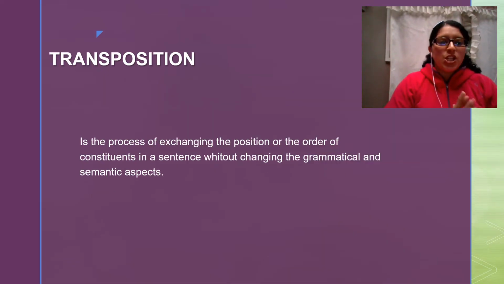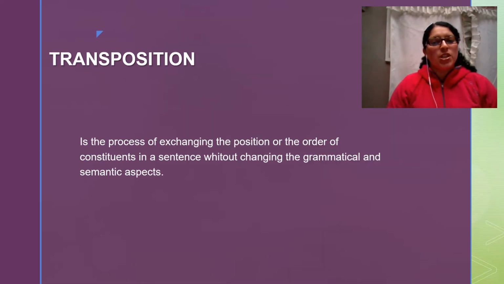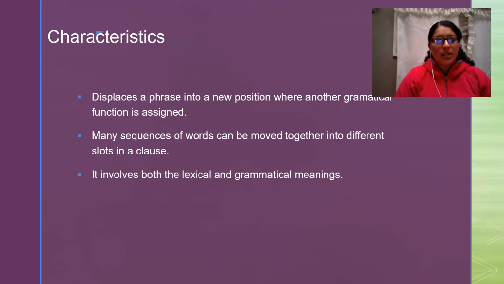where transposition is the process of changing the position or order of constituents in a sentence without changing the grammatical and semantic aspects. Its characteristic is to displace a phrase into a new position where another grammatical function is assigned. Many sequences of words can be moved together into different slots in a clause, and it involves both the lexical and grammatical meanings.